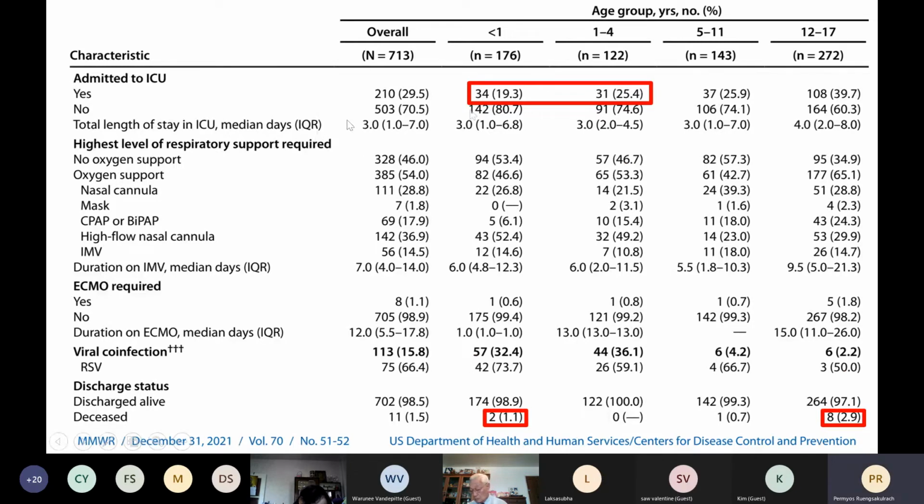And they do get sick enough to be admitted in ICU, about 19 to 25 to 40%. It depends on age group, okay? So the age group between 12 to 17, they admit in ICU about 40%, okay? And it varies between 20 to 40. And they can die from COVID too, between 1.5 to 2.9%.